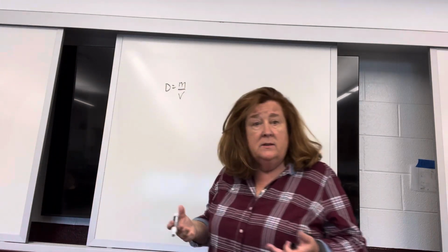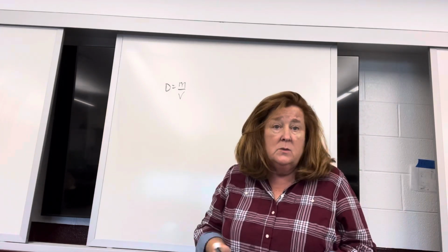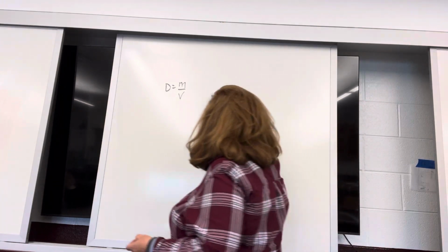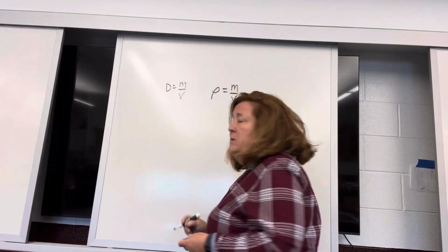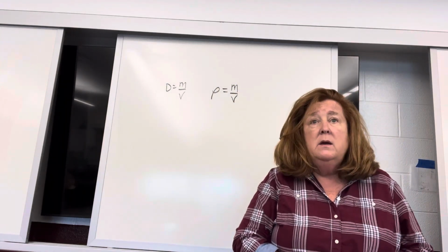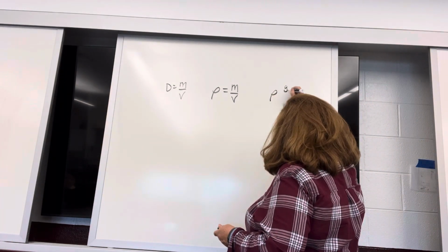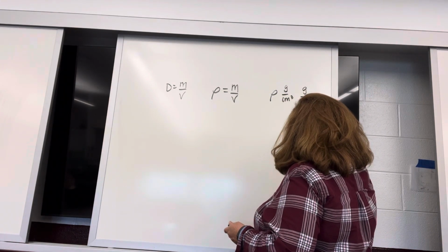is an intensive physical property, and we can use it to identify substances. It's one of the ways that we can do that. So in the equation, D, or I think in honors chemistry, we were using the symbol rho, which is a Greek symbol, but it's okay. So densities are usually measured in grams per centimeter cubed or grams per milliliter.